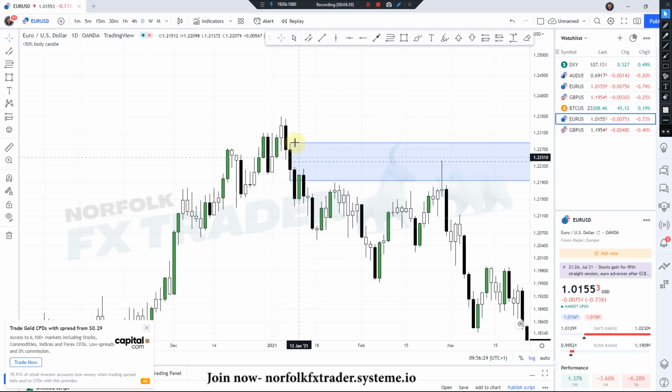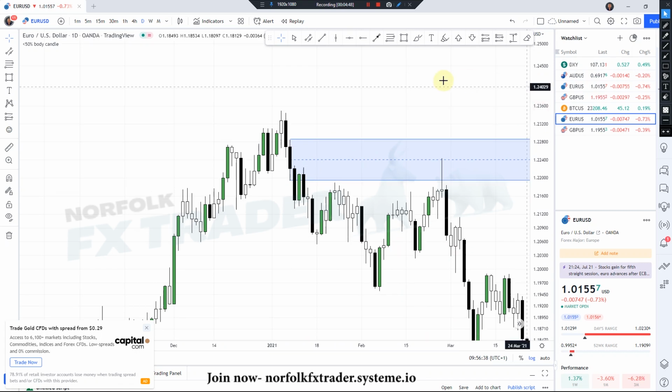And this is very often where price will come back to retest that middle point of this candle. And you can see that happens right here. We have a nice drop away. So this is the first area we're going to mark on this chart.